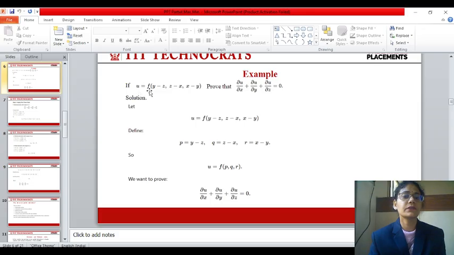If u is equal to f of (y minus z, z minus x, x minus y), we have to prove that this is equal to 0.